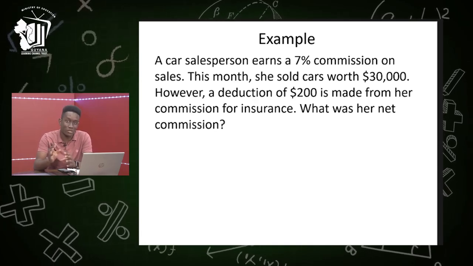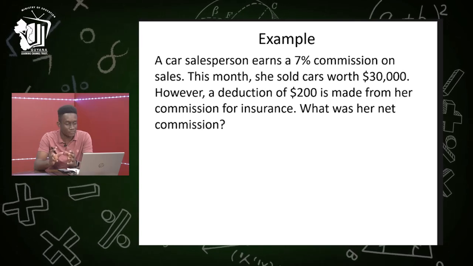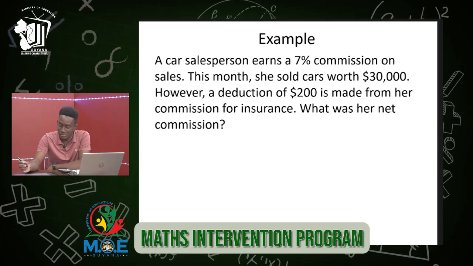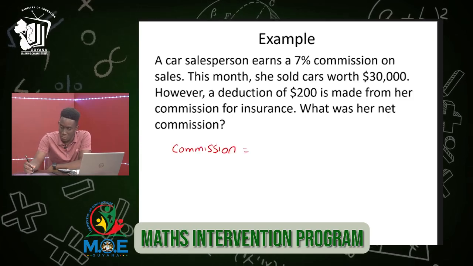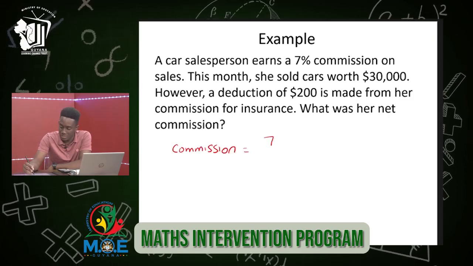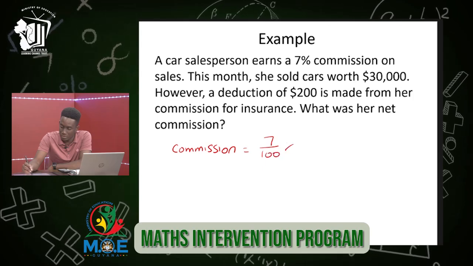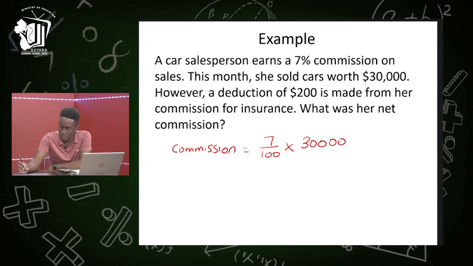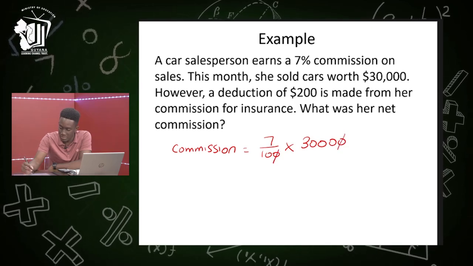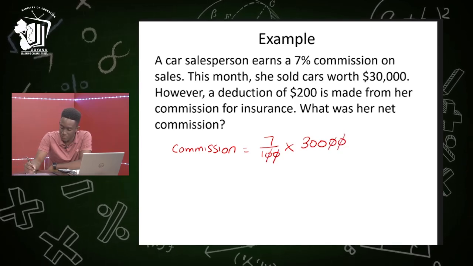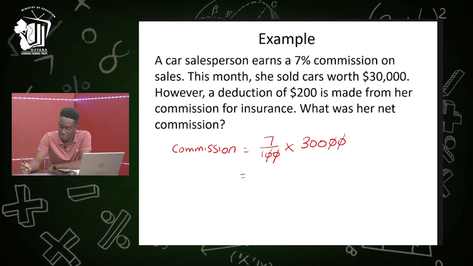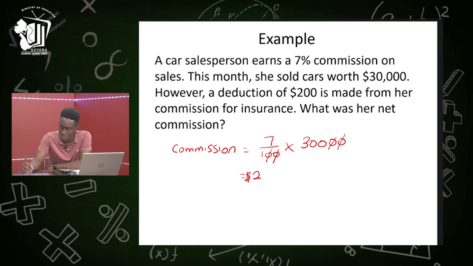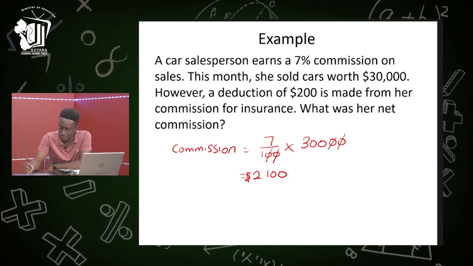So we see we have a deduction here from the commission. We first have to find what is 7% of the 30,000. Her commission would be 7%, which is 7 over 100 multiplied by 30,000. So this 0 cancels with that 0. This 0 cancels with that 0. 7 times 300 would give us 2,100.